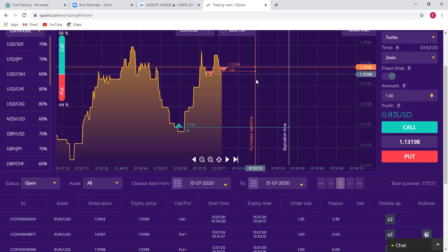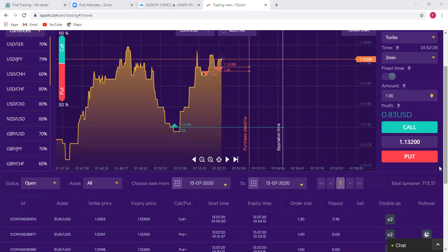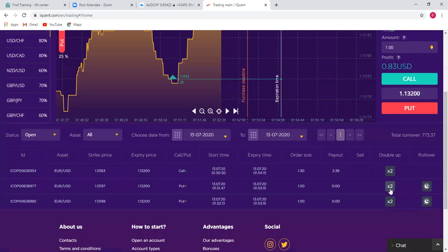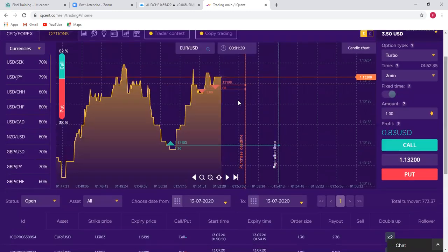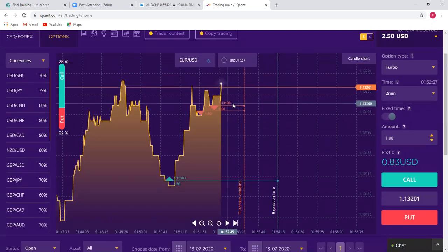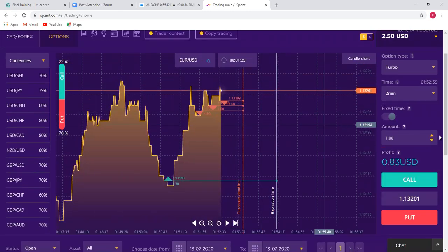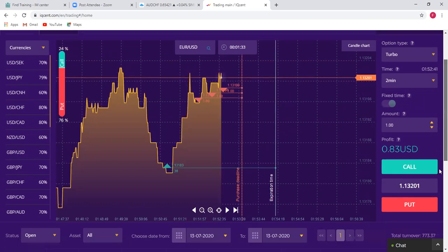Okay. Right, let me try doubling up again. What the double up does is it opens another position for you with the same expiry time as the original expiry time. That is what it does. It opens another position, okay, and you must be sure of the trade.